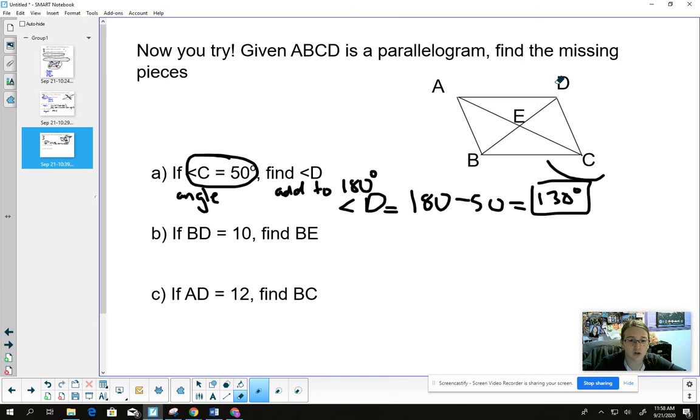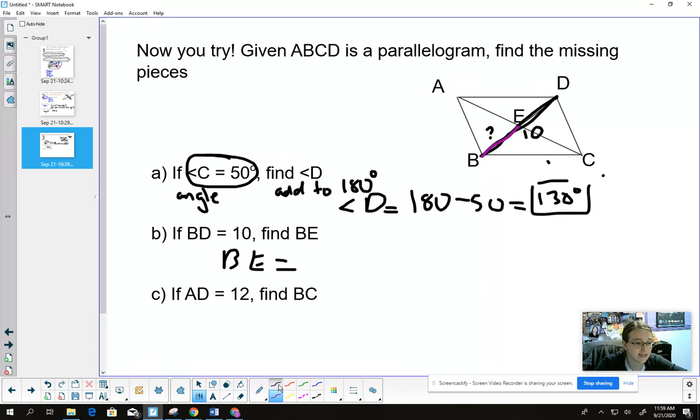Let's try the next one. Same thing. We're going to determine the piece. Look at our properties. We have that BD is 10. Let's find BD. Now this one's a bit trickier. BD is this whole thing. I hope you're able to think this through. We are looking for BE, which is just right here. We know the whole thing is 10. I want just this piece.